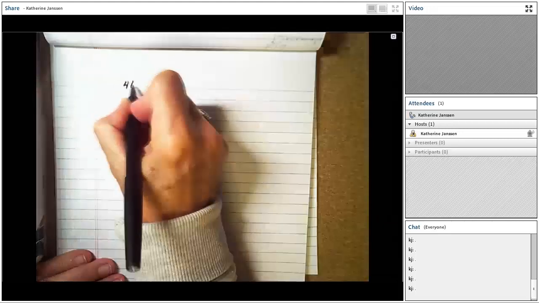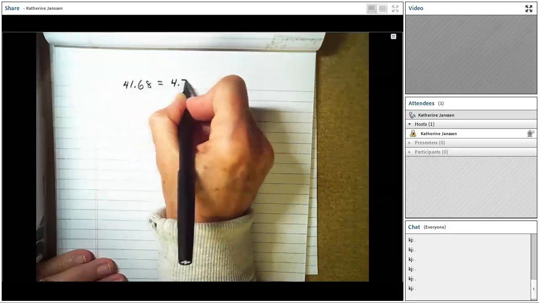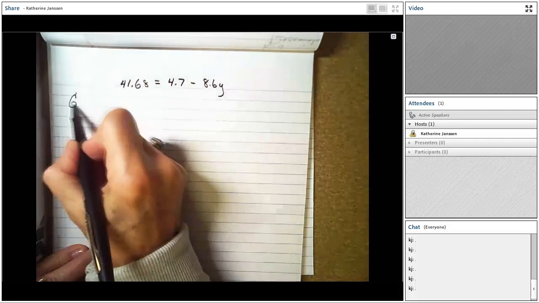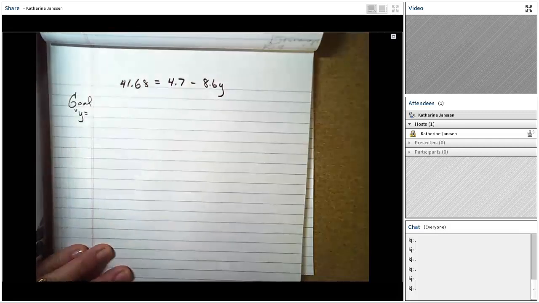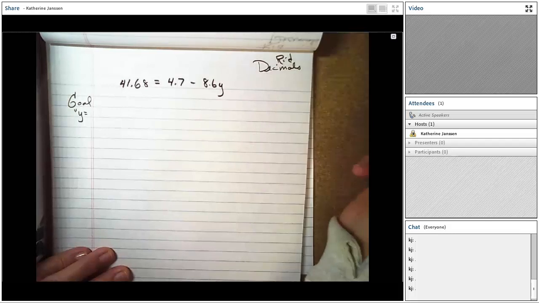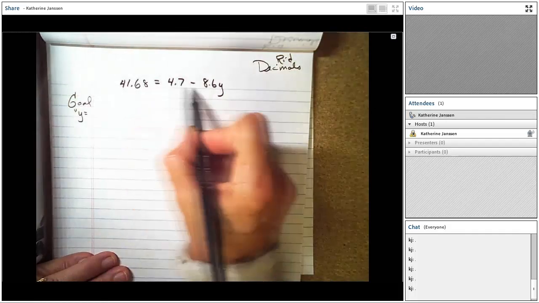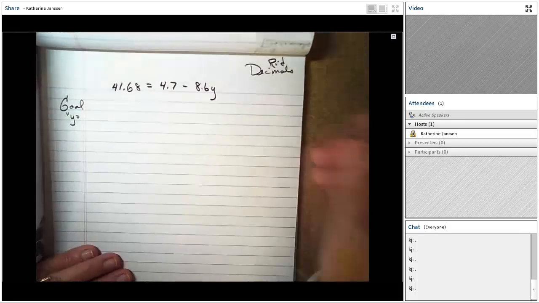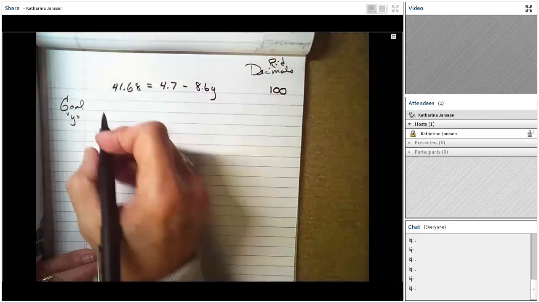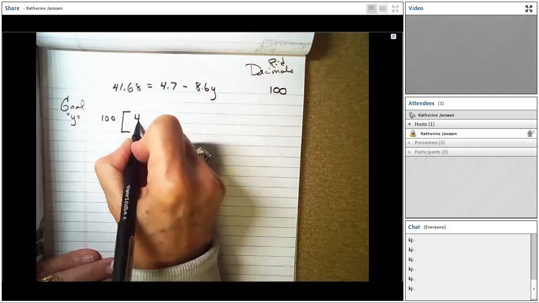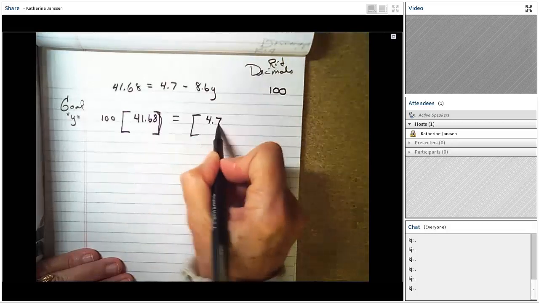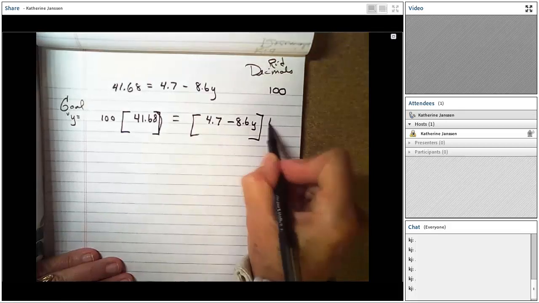And we have 41.68 is equal to 4.7 minus 8.6y. We're supposed to solve for y. But I have decimals, so let's get rid of them. There's two places here, one place here, one place following the decimal point. We're going to multiply by 100. We have two placeholders, 10th, 100th. So we're going to multiply both sides of this equation, all terms on both sides, times 100.